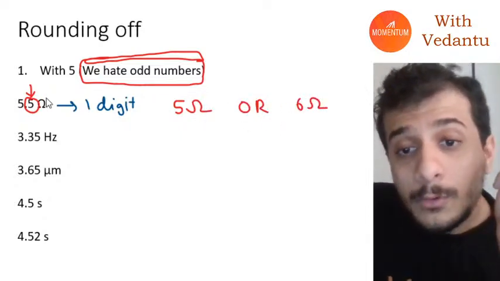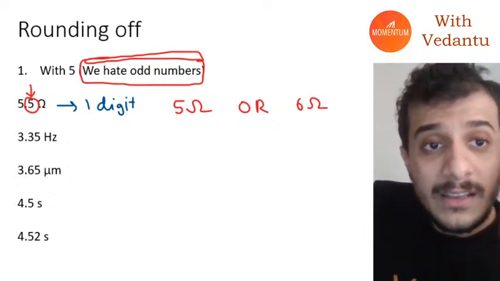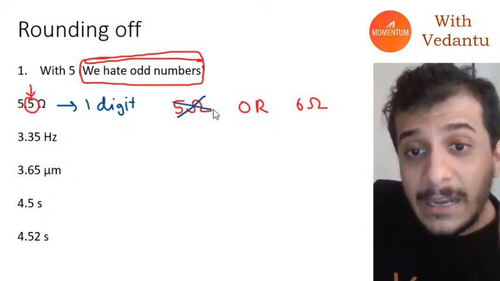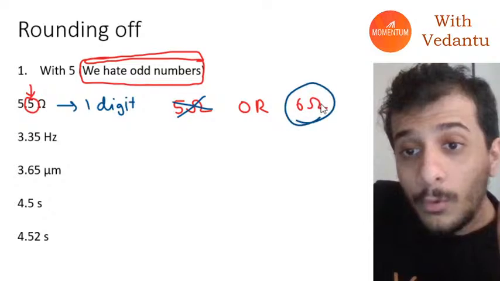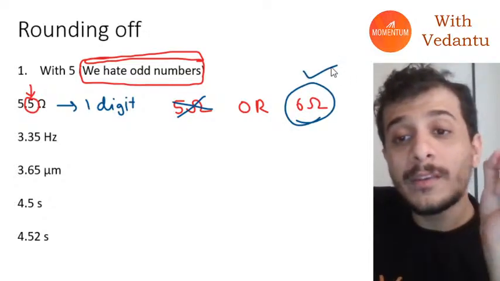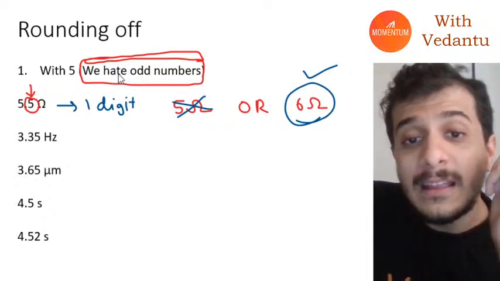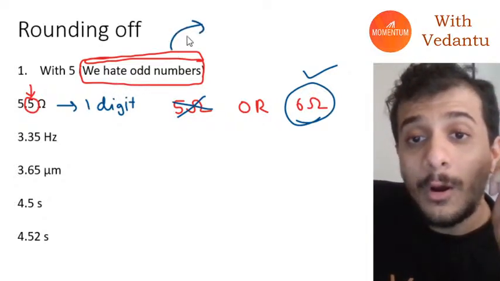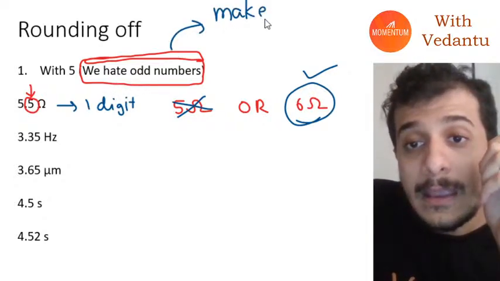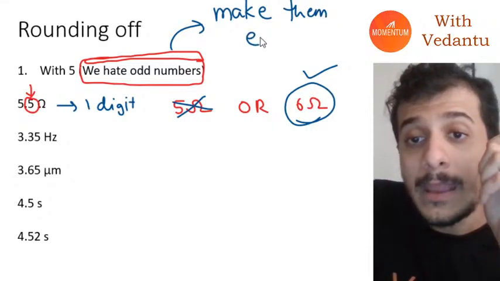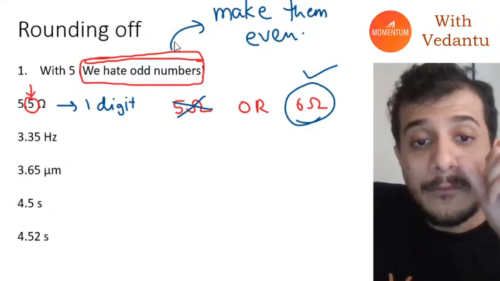But you have to remember that when you have this, we generally hate odd numbers and so we choose the result which gives us an even number. If you have 0.5 there, then we hate the odd numbers and always make them even whenever possible.